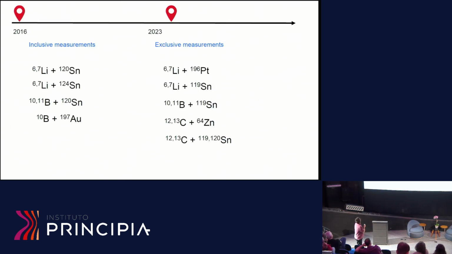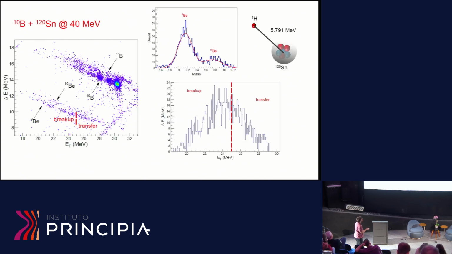So we have studied a relatively large number of reactions, like lithium 6 and 7, and boron 10 and 11, and several targets. And everything that we have done until this time here, 2023, more or less, 2 years ago, were inclusive measurements. So we are only measuring one particle and then trying to guess what was coming out. With this kind of measurement, the maximum that we can do is to have a spectrum like this, and everything is mixed up.